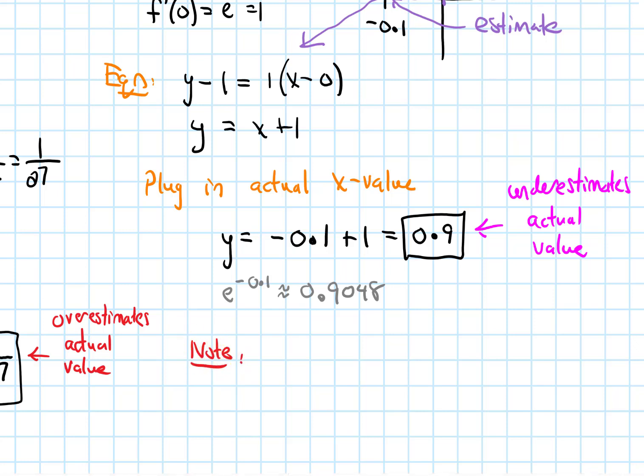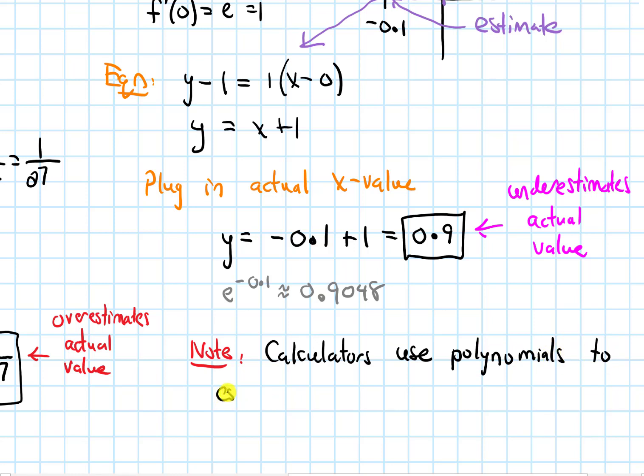Okay, so I want to end this video with a note. This note is about how calculators actually work out what something like e to the negative 0.1 is. Calculators actually use this general idea of approximation, but instead of using lines to approximate what's going on, they use higher degree polynomials to estimate things like e to the negative 0.1. When I have a function and I plug in a value into it, that's not nice. I can't evaluate this just in my head.